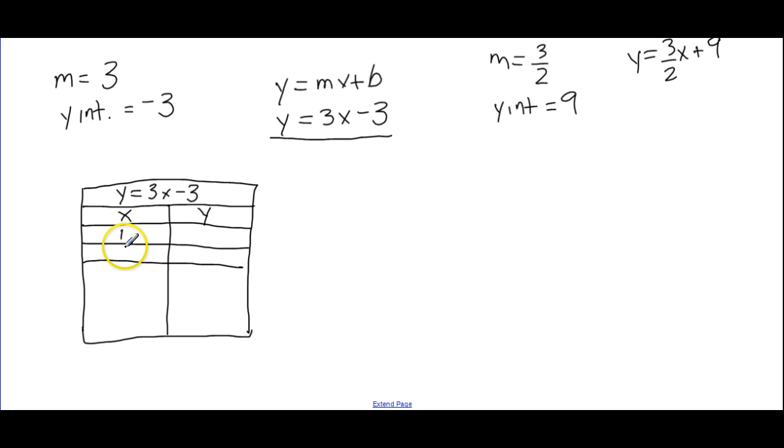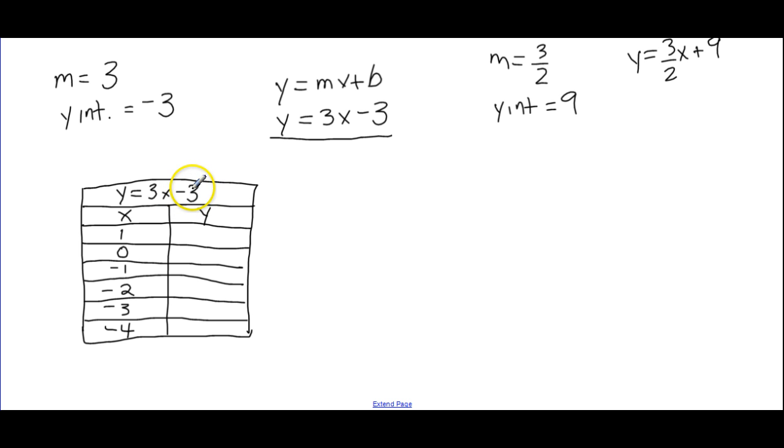Let's go 1. Let's go 0. Let's go negative 1. Let's go negative 2. Negative 3, and negative 4. Okay, so those are the x values that I've chosen. Okay, and now what we want to do is calculate the y values using this formula here and substituting the values in for x and solving for y. So when x is 1, I just substitute 1 in there, so 3 times 1 is 3.